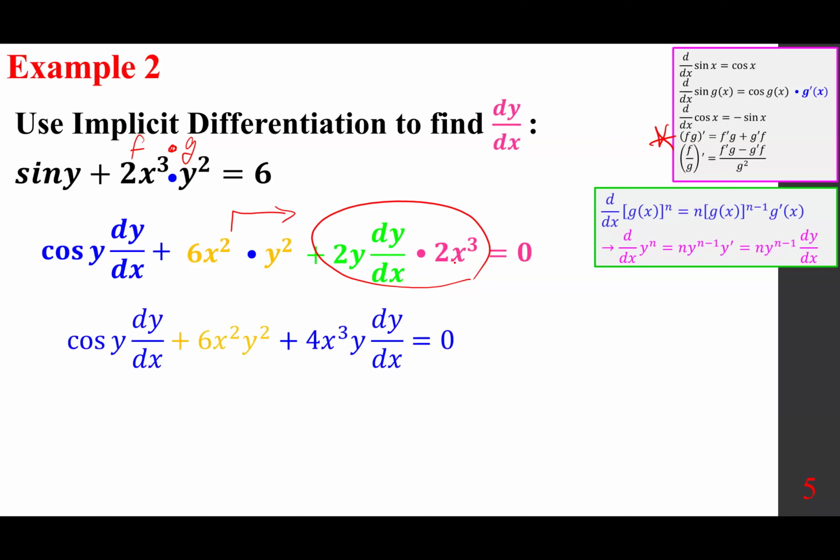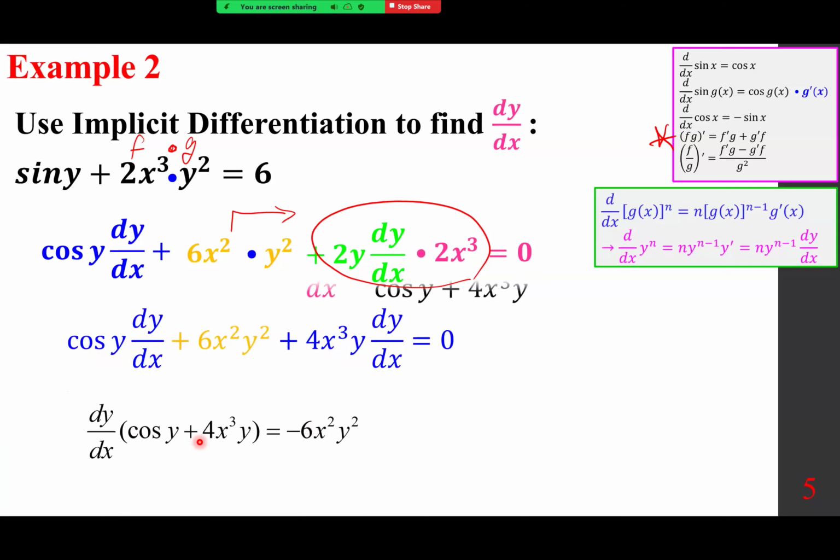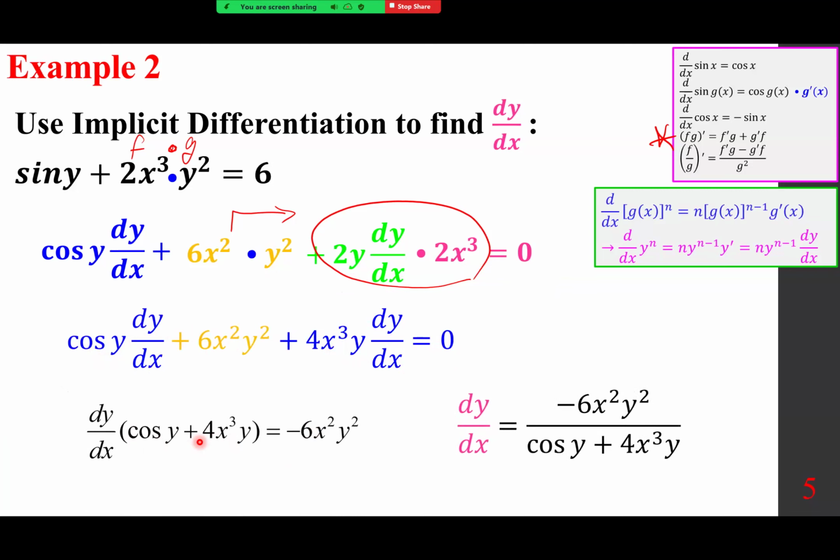And on the left side, we are going to factor out the dy dx from the first and the third term. So this gives us cosine y, this gives us 4x cubed y, and this moves to the right and becomes negative. All you have to do is divide both sides by the parentheses, and that gives us dy dx.